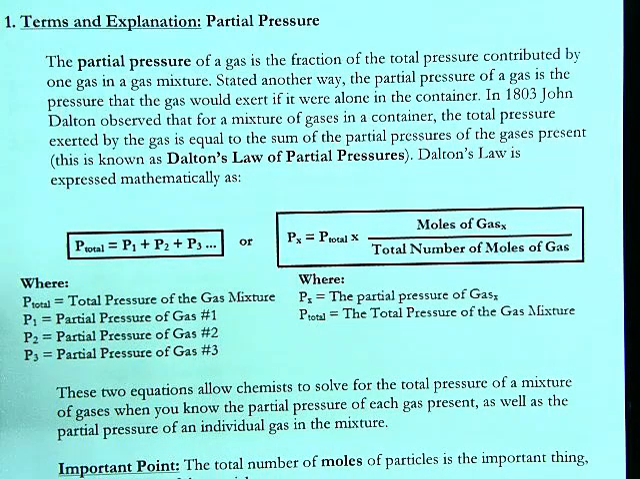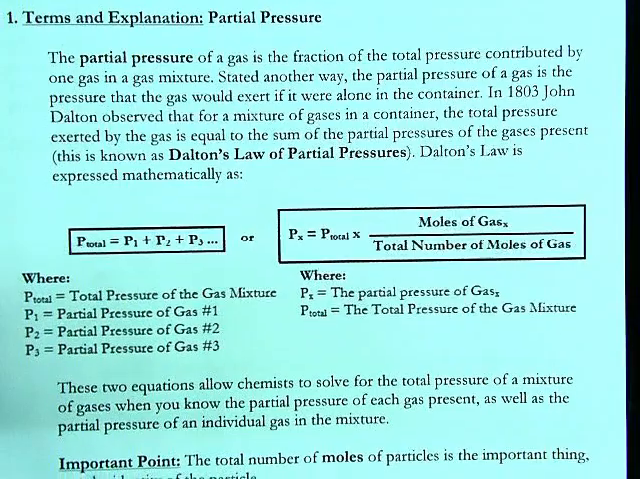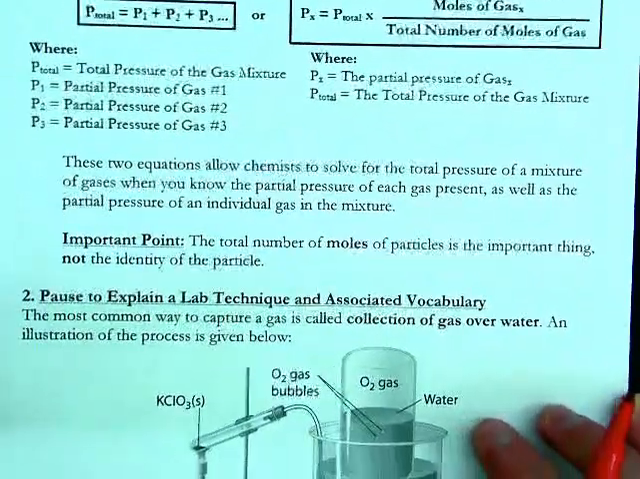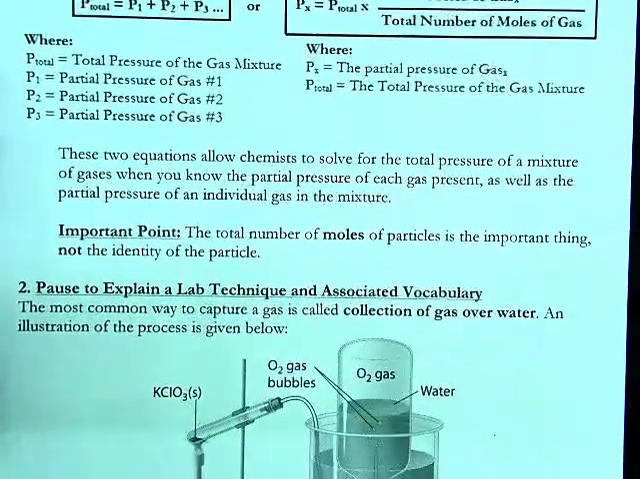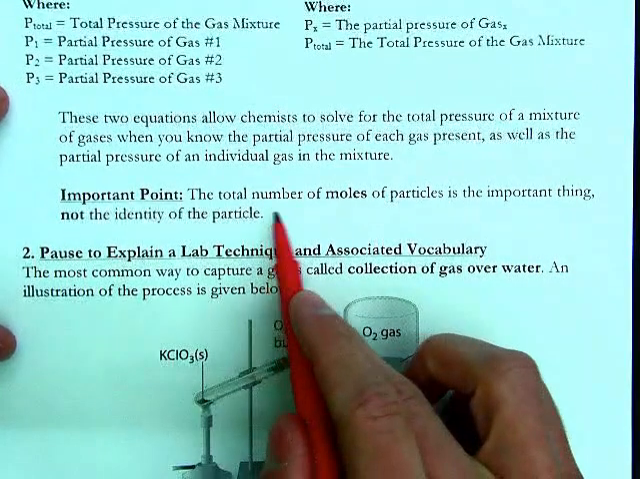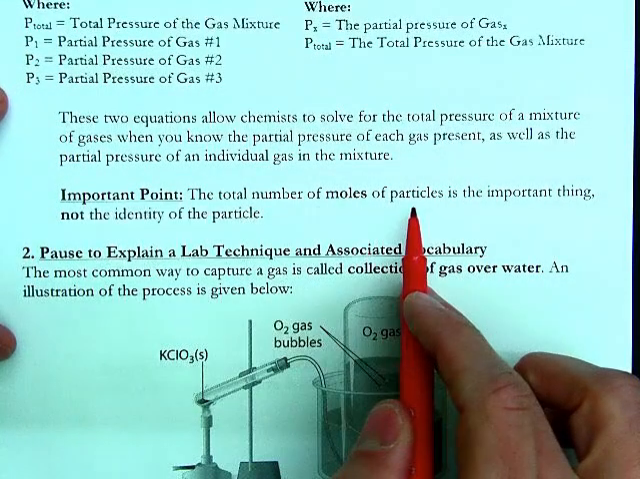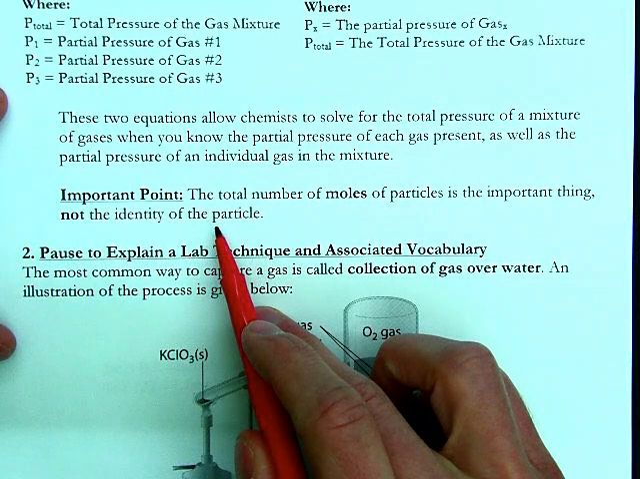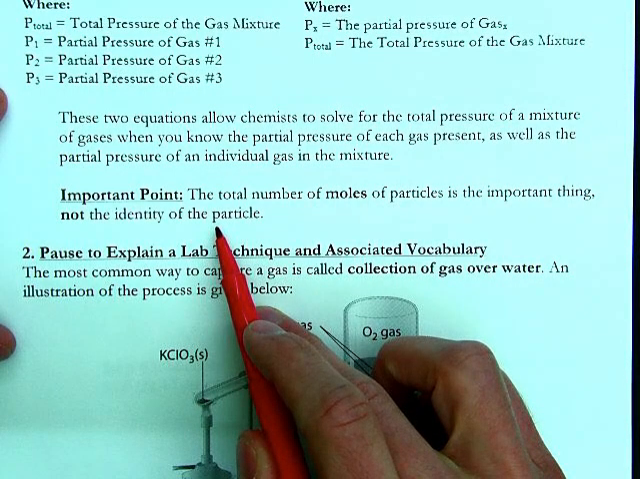It's also good to mention a couple of big ideas here. One of them is that the total number of moles of particles is what's important, not the identity of the particles, so we don't really care what the identity of the particles is.